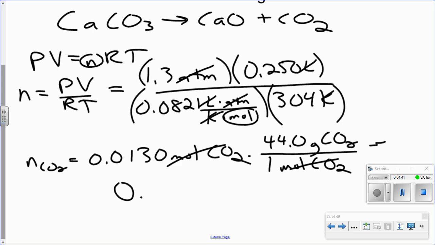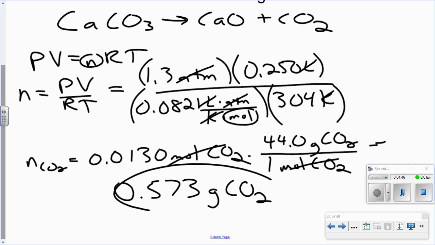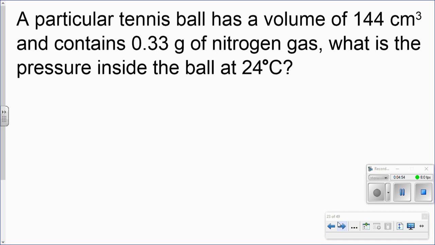So 0.573 grams of CO2 was produced in this reaction from our mass of CaCO3. Okay? Let's try another.